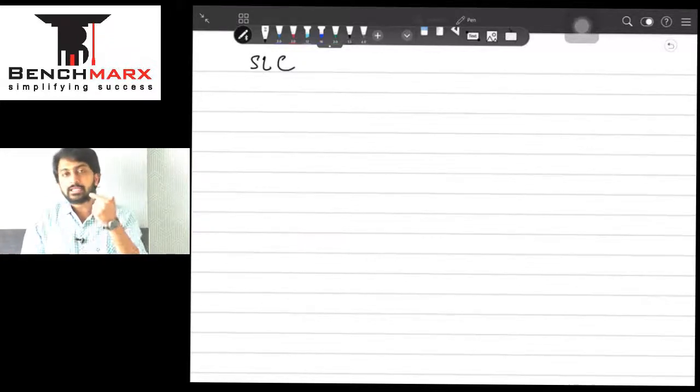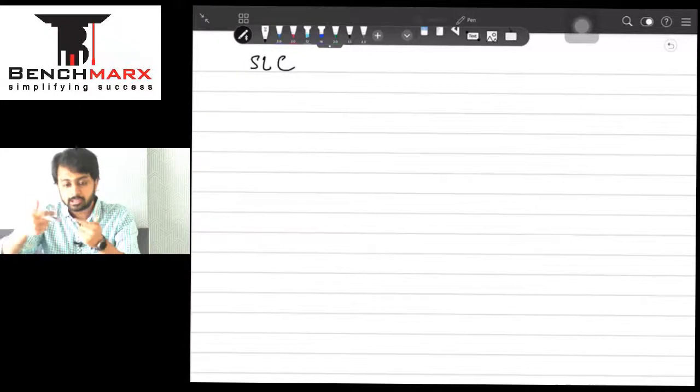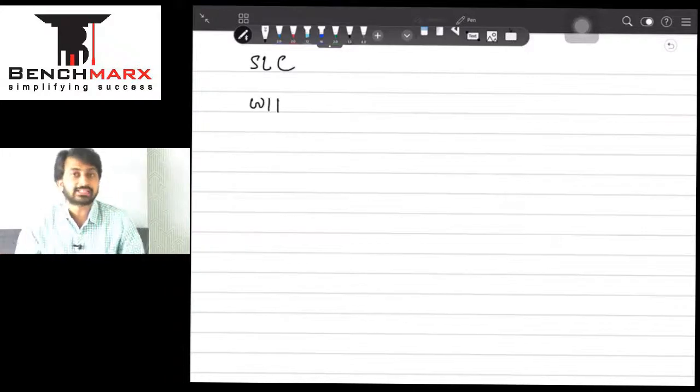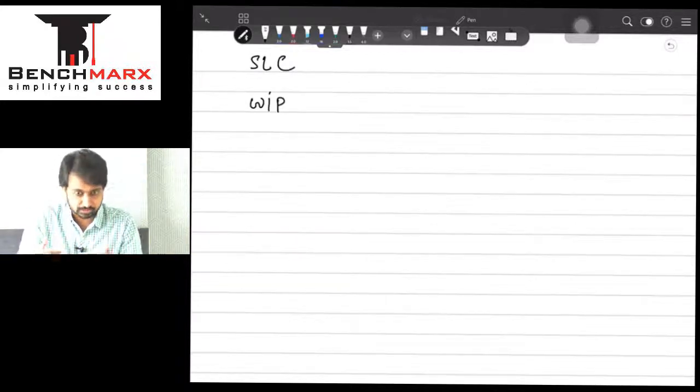Where do the goods enter from this account? From the stores ledger control account, the goods will enter something called the work in progress account. So goods are going out of stores ledger and coming to WIP, which means goods are now being processed. Right. Now WIP account will have opening balance.